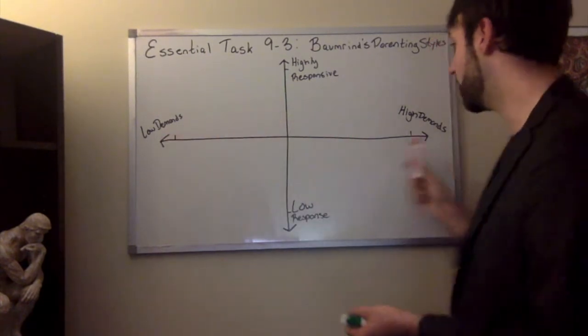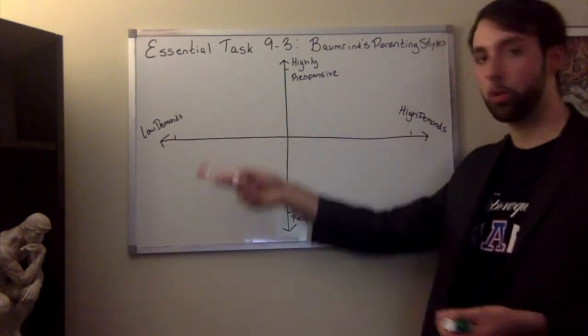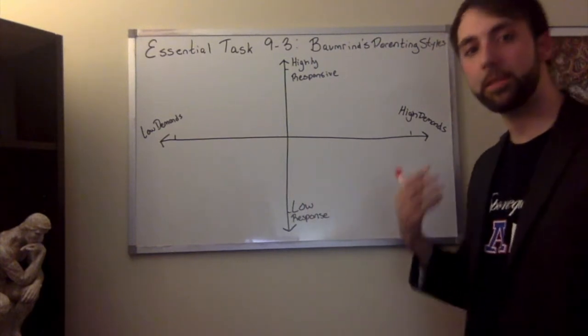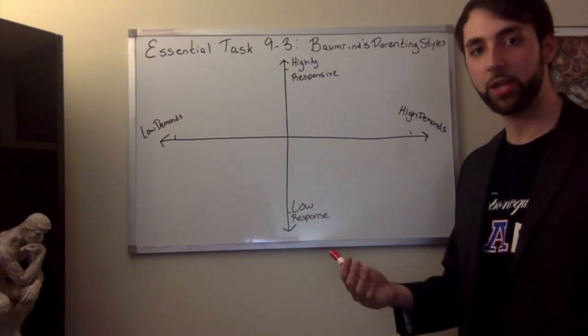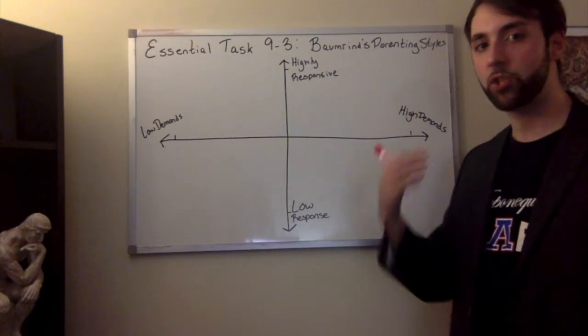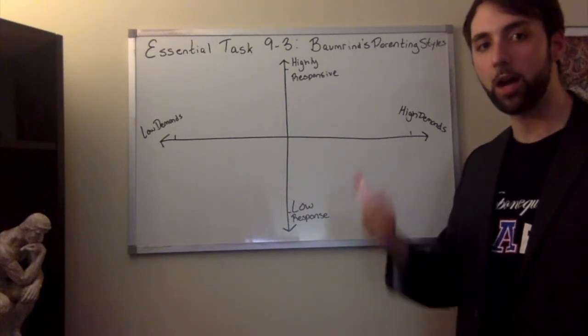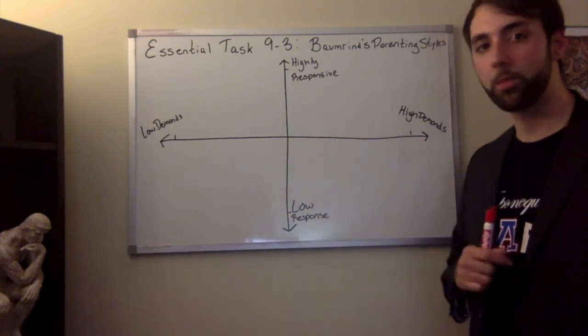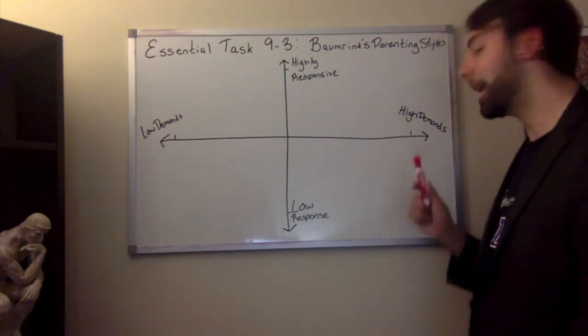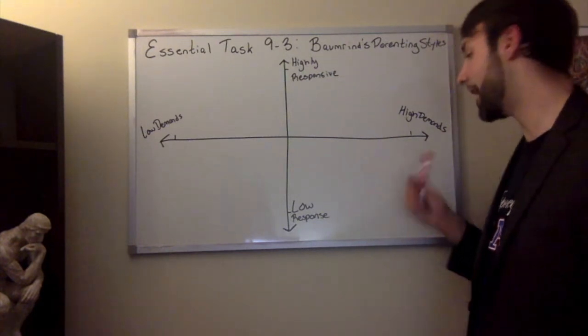If we go horizontal, on one end we have high demand and then low demand. By demand, I mean, is this a parent that has high expectations for their child? Is this a parent that expects chores to be done in a very methodical way, on time, always asking for the room to be cleaned, things like that? That would be highly demanding, or a parent that exhibits high demand.